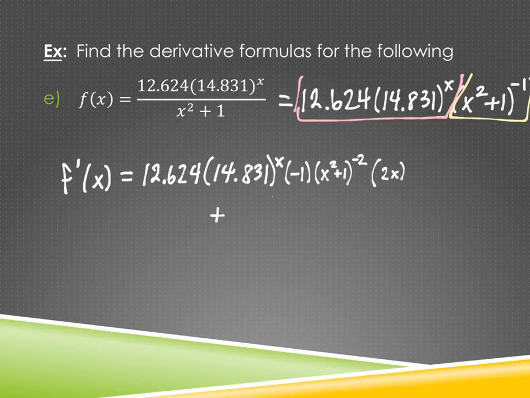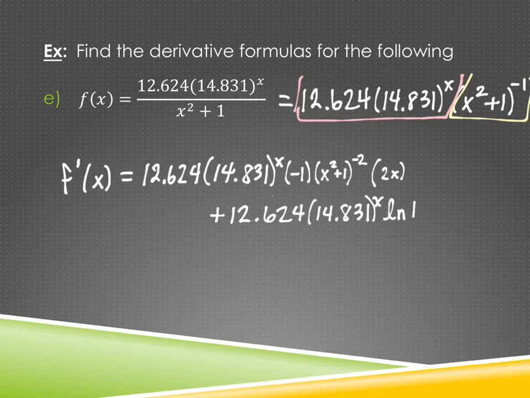Okay, so it's going to continue going, so I'm not going to go all the way across my screen. Now I need to do it in reverse. I need the derivative of the 12.624 times 14.831 to the x. It's an exponential, right? Coefficient at the beginning stays. I don't have to do anything with it but rewrite it, 12.624. What's the derivative of 14.831 to the x? Okay, does everybody remember that one?